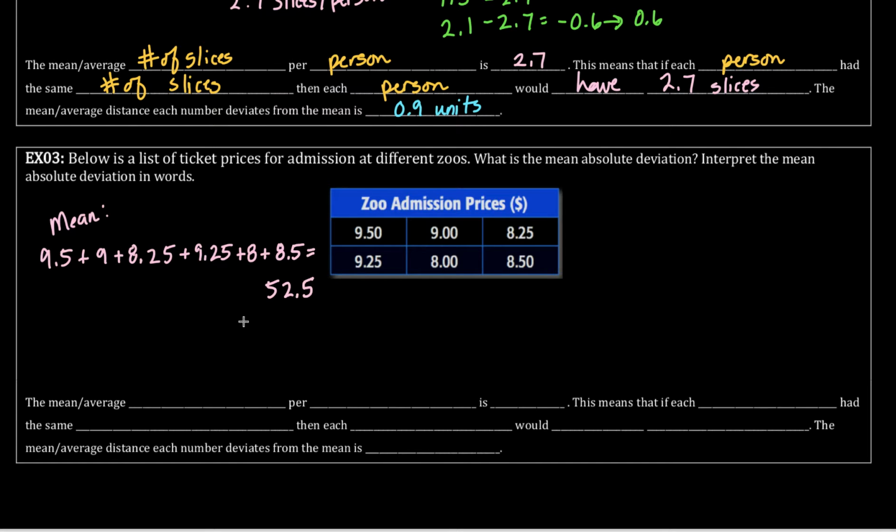And I get 52.5. But this time, instead of dividing by 4, there are 1, 2, 3, 4, 5, 6. You have to divide by 6. So these are 52.5. Let's read the problem. Below is a list of ticket prices. So these are prices, so this is dollars, and this is for 6 tickets, because that's how much it is for 1 ticket there, 1 ticket there, and so on. So divided by 6 is $8.75 per ticket.